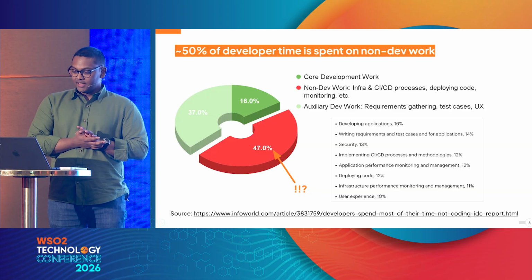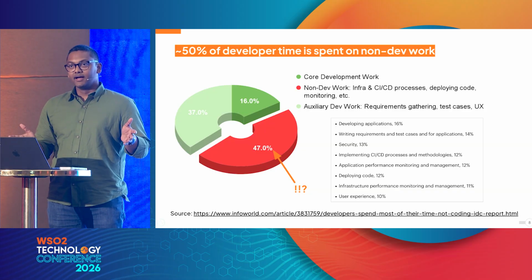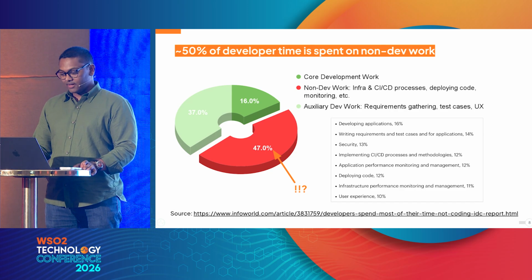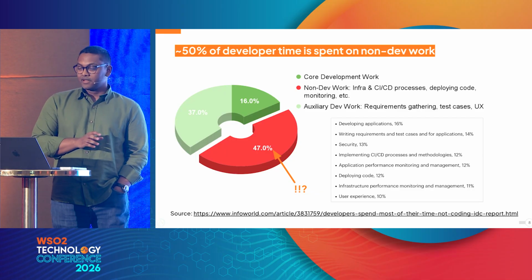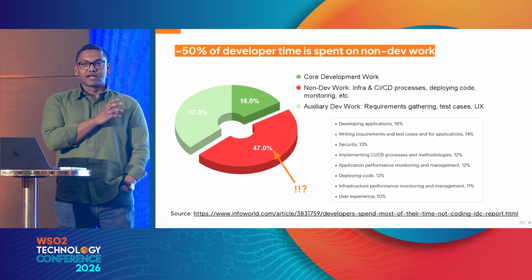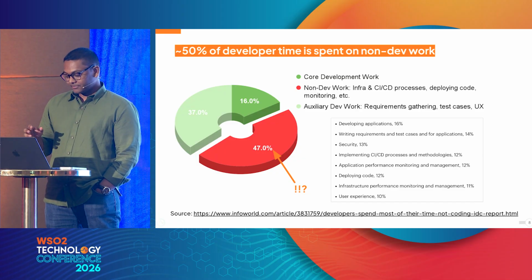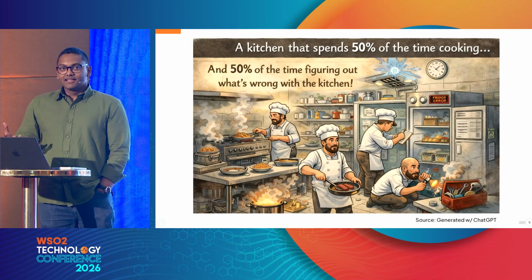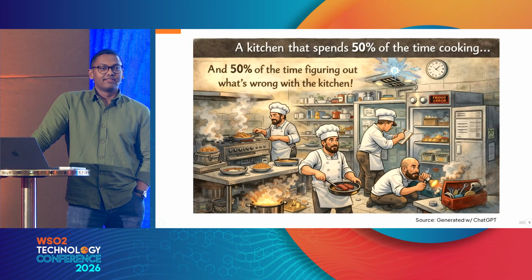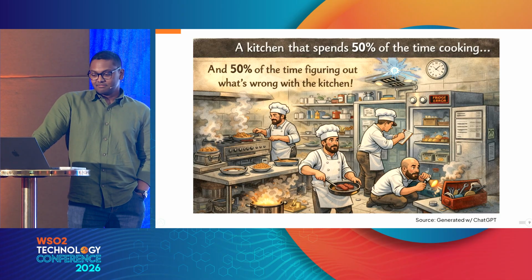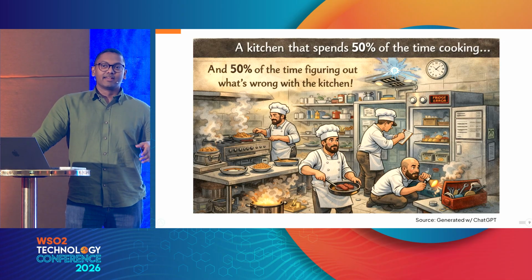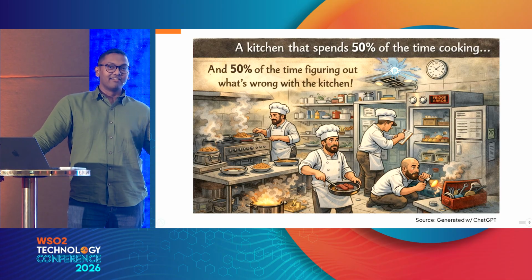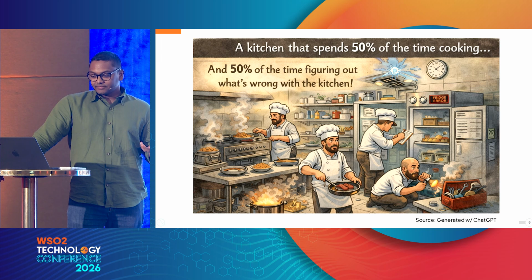I think that portion will probably become bigger as AI takes over the more primitive coding work. But at the same time, you're still stuck managing a whole bunch of other stuff on the other end of the spectrum, right? So that time is wasted. If you really think about it, it's like a kitchen where you spend 50% of the time cooking and 50% of the time figuring out what's wrong with your oven or which oven you're going to use, right?